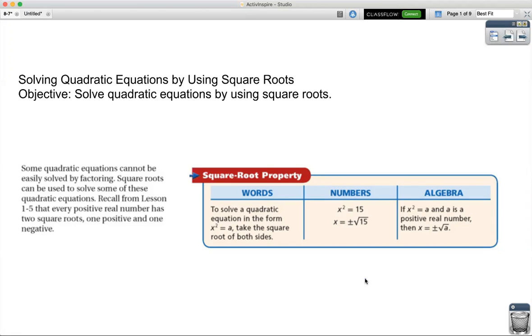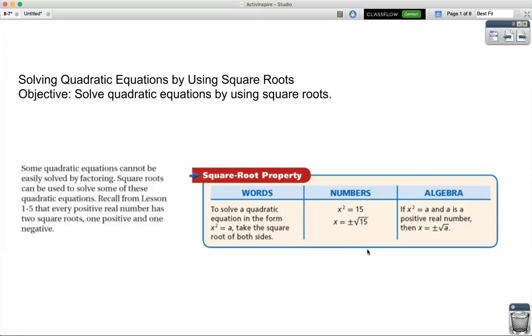Recall that when you find the square root of a number, there are always two values, a positive and a negative one. By looking at the property in front of us to solve a quadratic equation, notice how we have an equation x squared equal to a, where to solve for x, you take the square root of both sides. And whenever you get the square root of a value, there are two possible answers, a positive and a negative one. That's essentially what we're going to work on.